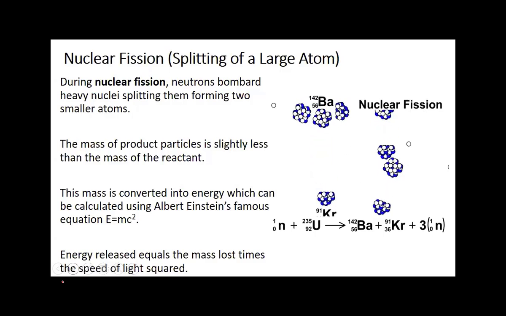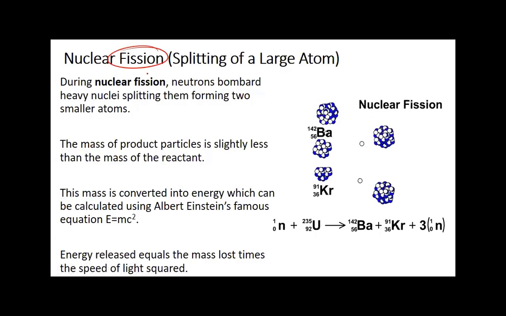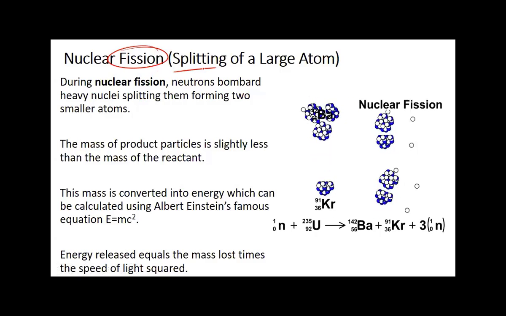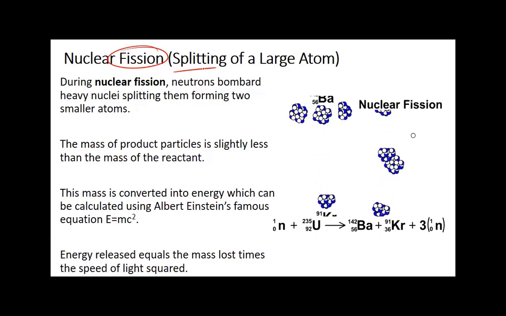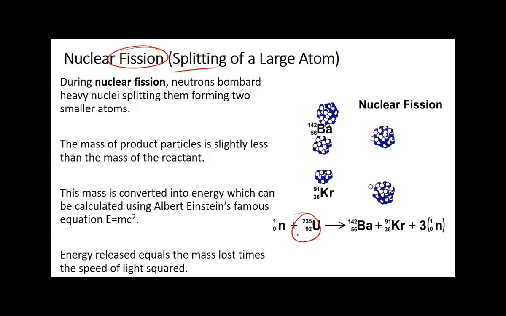First of all, nuclear fission. Next to fission, somewhere over here, write down splitting. I think I have it in here, or at least highlight it. That's going to be important. We're going to have a large atom, like uranium, and we're going to split it. And what you see in this animation is what occurs.